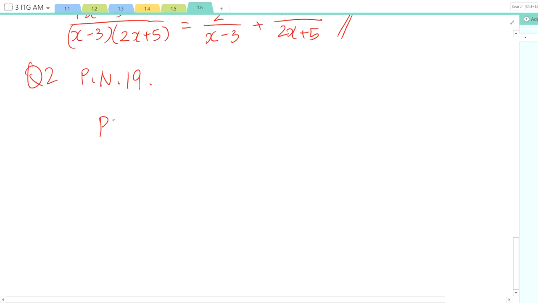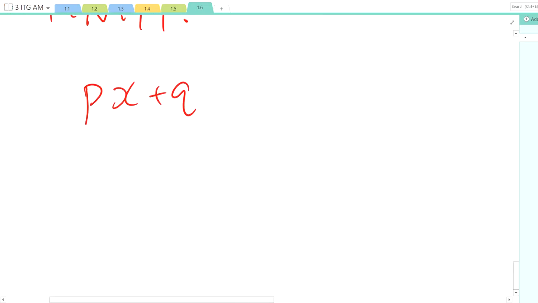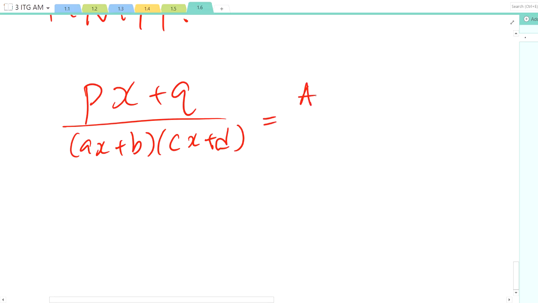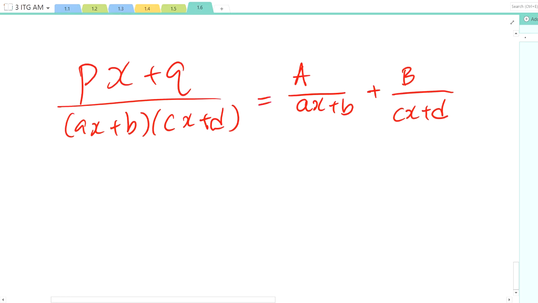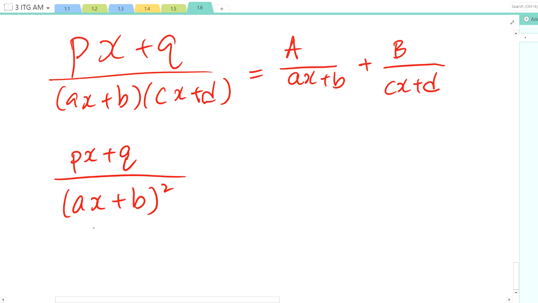Instead of having px plus q over ax plus b times cx plus d, which we are able to write down that this is equals to A over ax plus b, capital A and small a have no relationship at all, plus B over cx plus d. Instead of this case, we're going to consider the next case, px plus q over, now the denominator looks like this, ax plus b squared. It is a repeated linear factor.